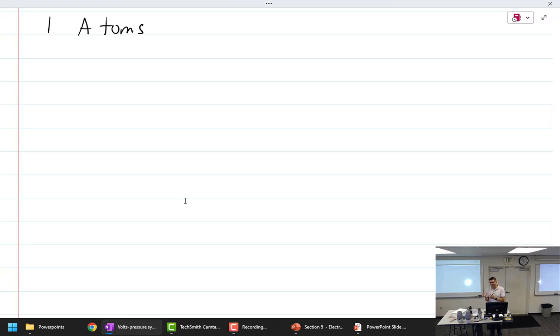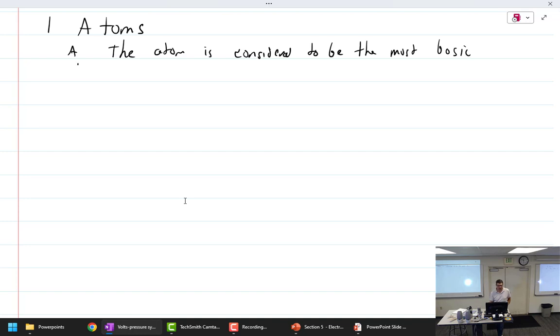Because it's a very basic model, but it's okay because it works for what we need it to, and that's how the FAA tests. So we're going to stick with it, right? Why make it hard if we don't have to? So the atom is considered, I think this is a test question or something, that's why I wrote it, the atom is considered to be the most basic building block of all matter.